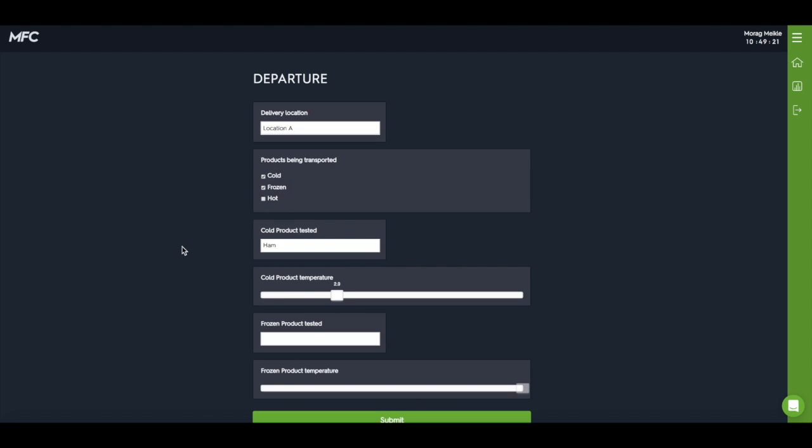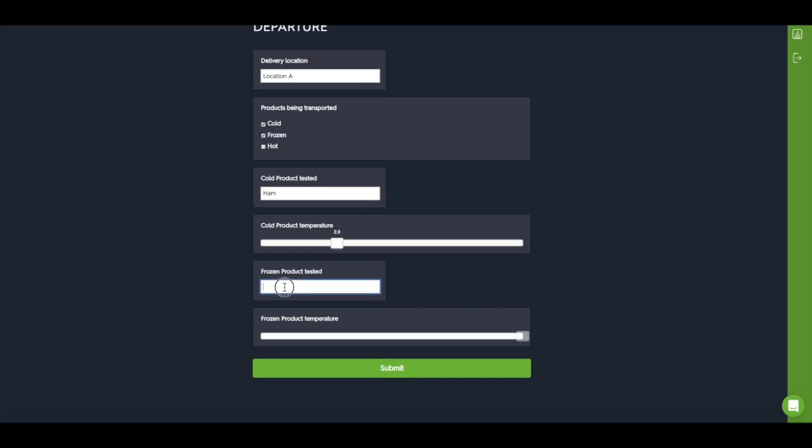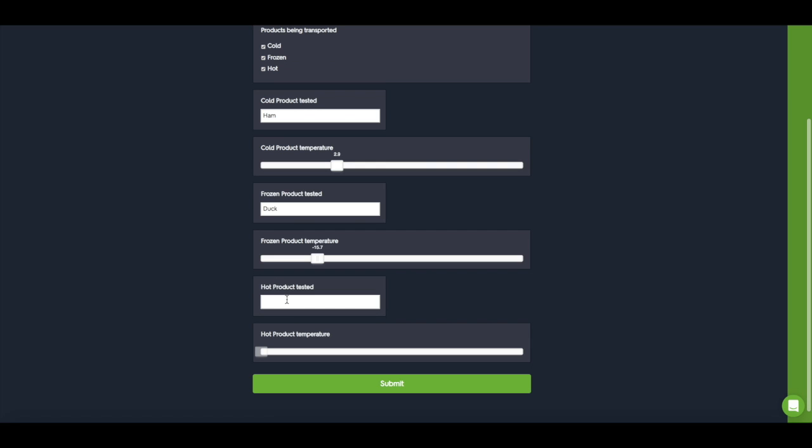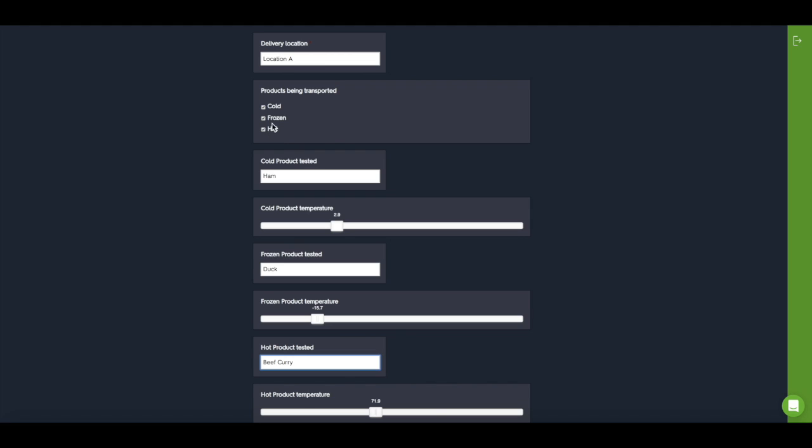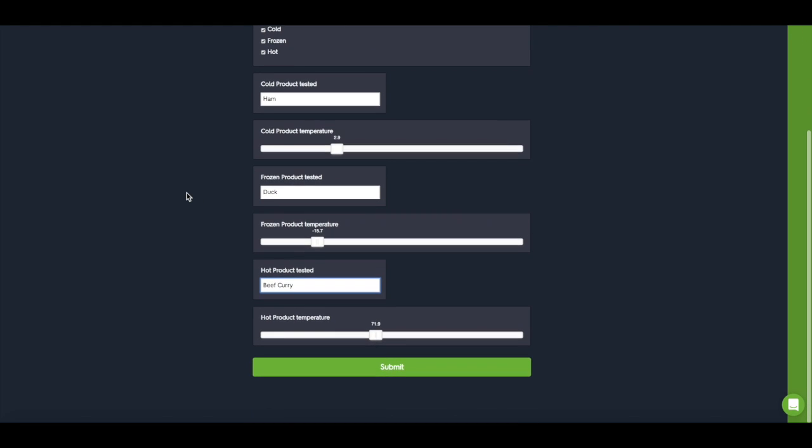We also might have frozen products that are being transported, so we're transporting some frozen duck, and that temperature would also be input. If we are transporting hot food, it's the same process. So let's say it was hot beef curry, for example, and that product was being delivered hot. We can have any number of these, any of these temperature types in there.